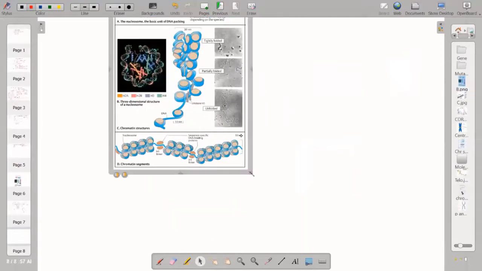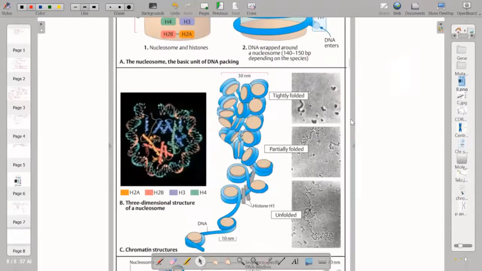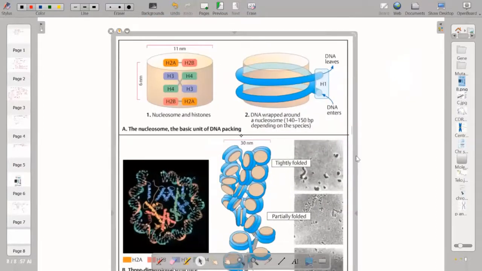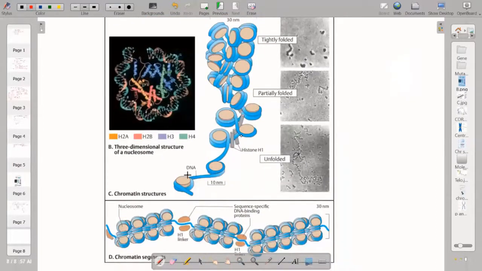Okay, now these beads on a thread, we already saw this part. So now this part, you see this? This is one nucleosome. This part will arrange itself in the form of a rod structure. So one here, one here, one here, one here, one here. Then on the top, next layer, next layer, next layer. So the entire thing will be in the shape of a rod.